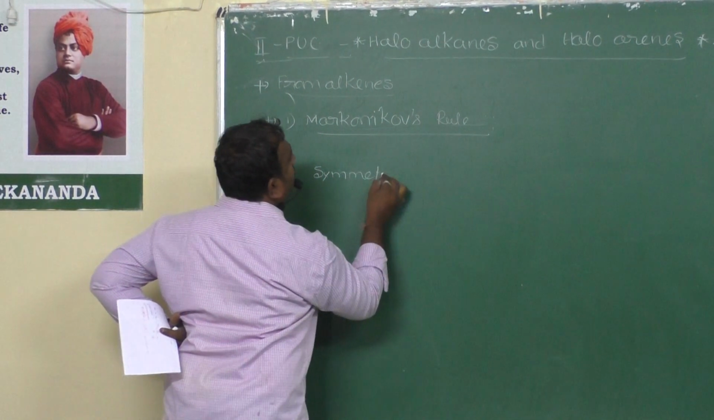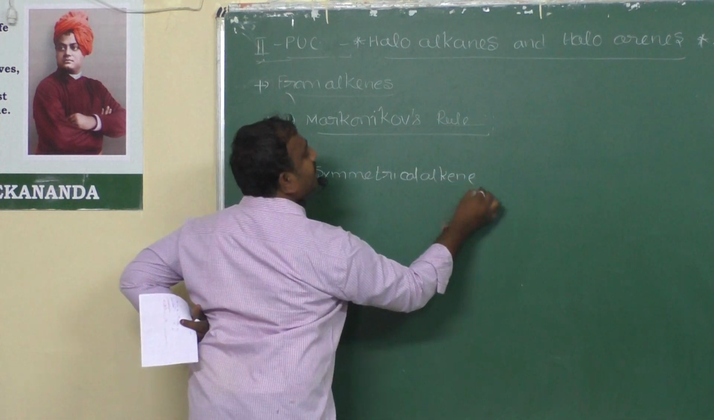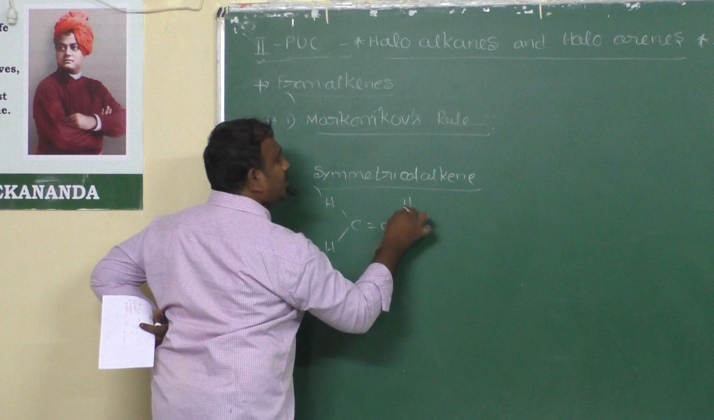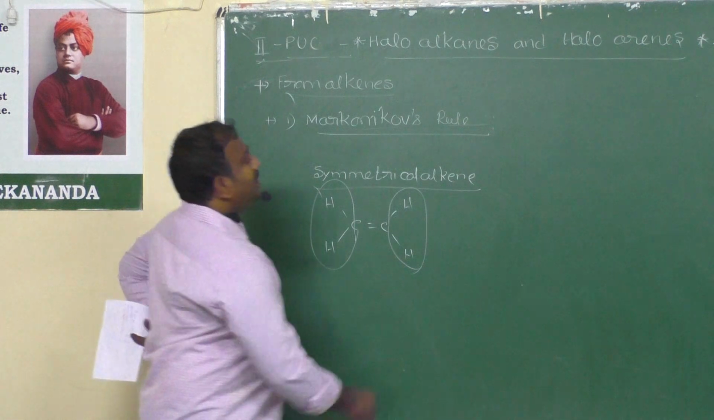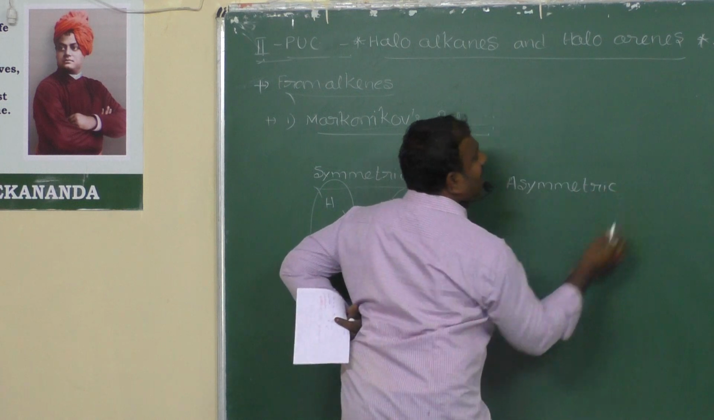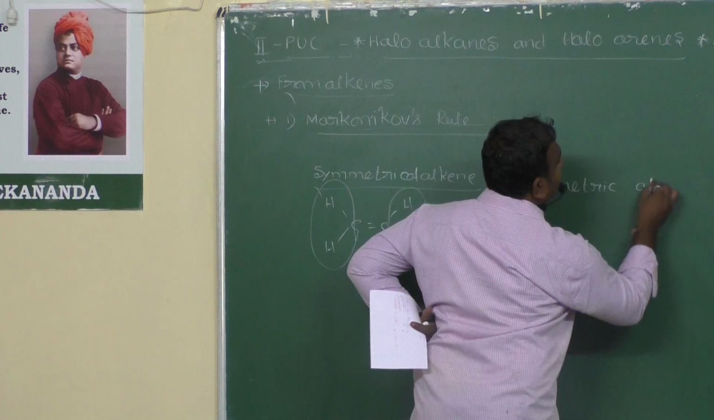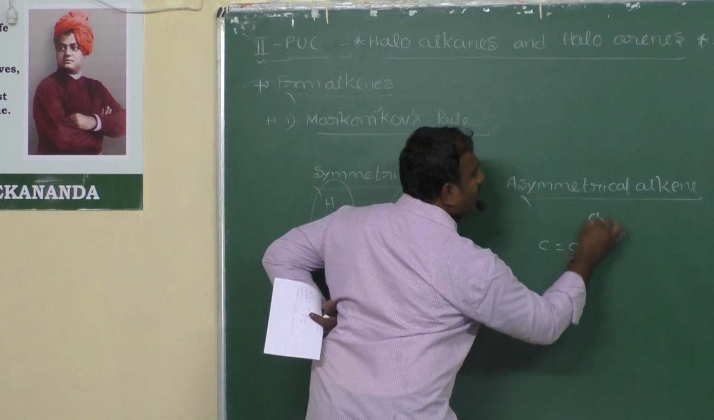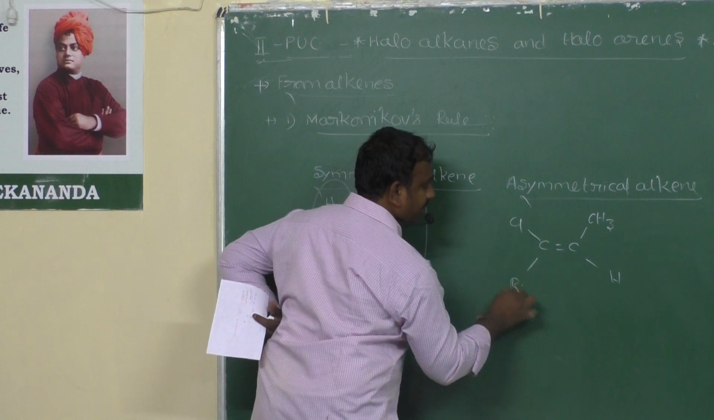Alkenes are of two types. One is symmetrical alkene. Here, the groups or atoms attached to the double bond carbons are the same on both sides. If the groups or atoms attached to the double bond carbons on both sides are different, then it is called asymmetrical alkene. CH3, CH, here it is Cl, it is Br.